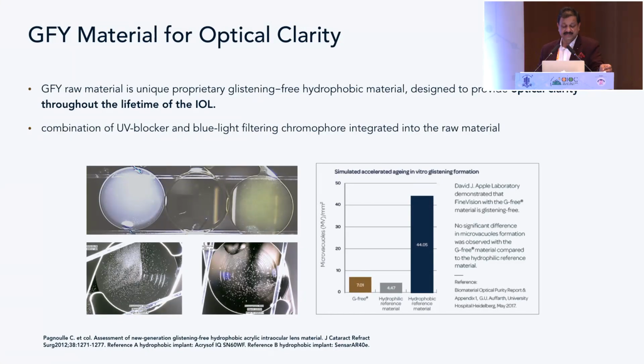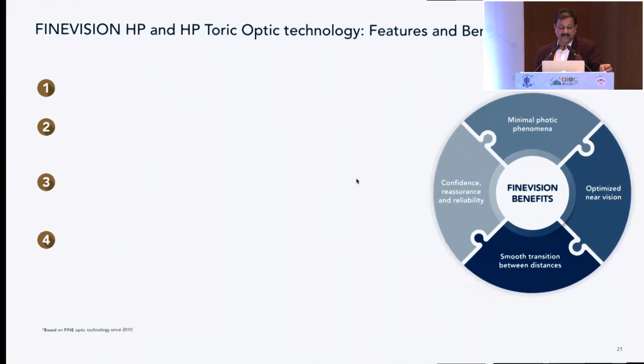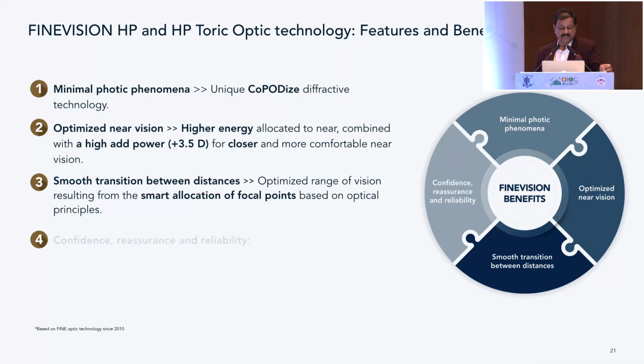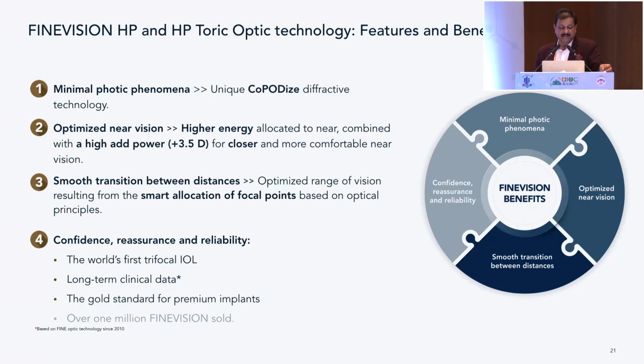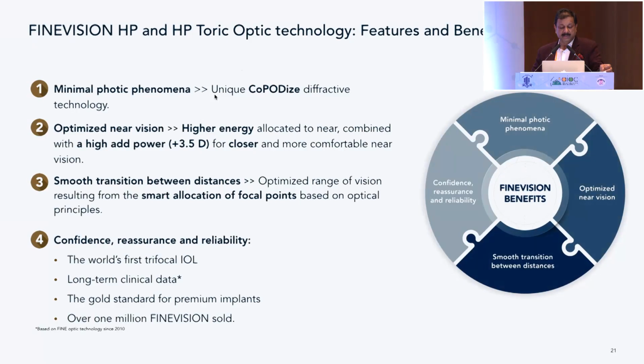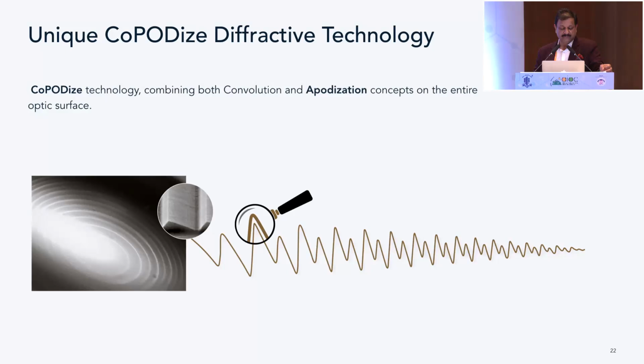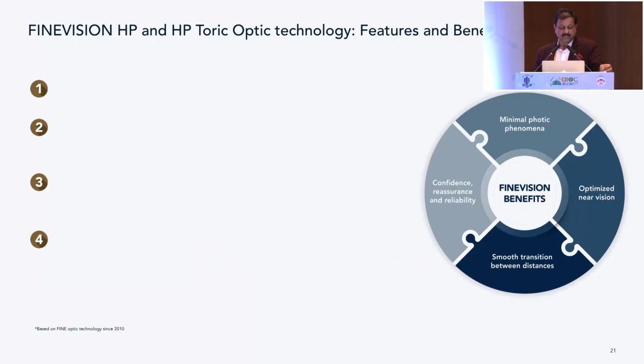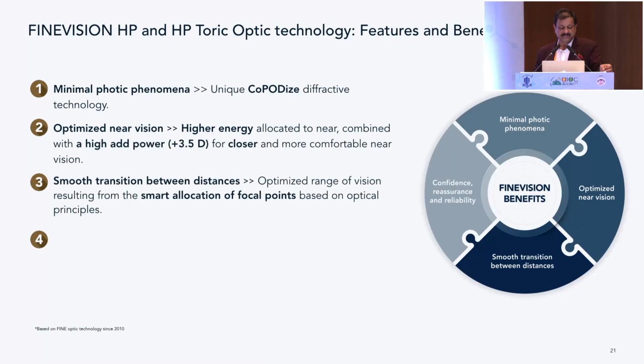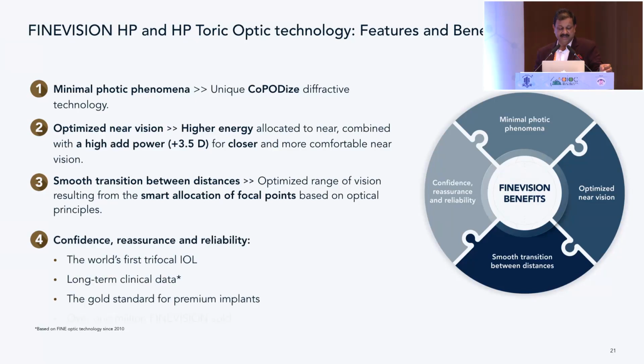The material is a glistening-free yellow material, with a very long-term study over a period of more than a decade, and this has stood the test of time. It is a hydrophobic material, a combination of both UV protective and yellow lens. So minimal photic phenomena, and this is basically attributed to what is called the co-pod design. What co-pod design means, I'll actually come to in the subsequent slide.